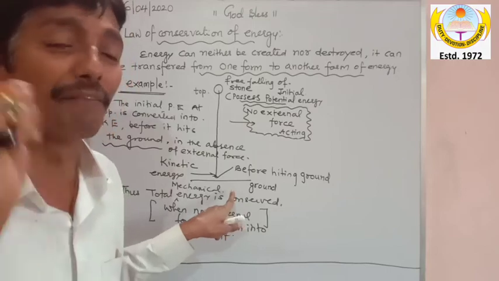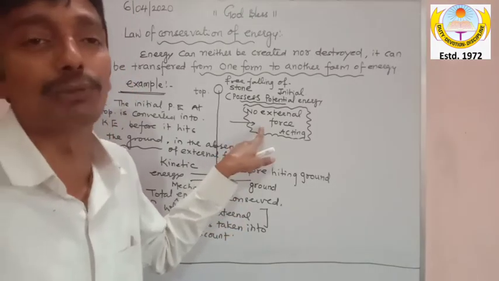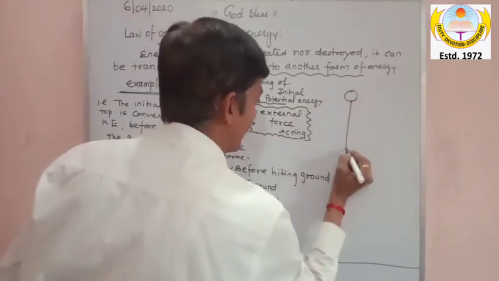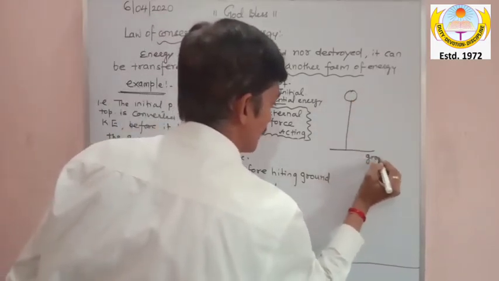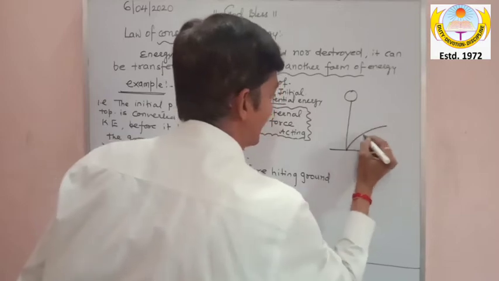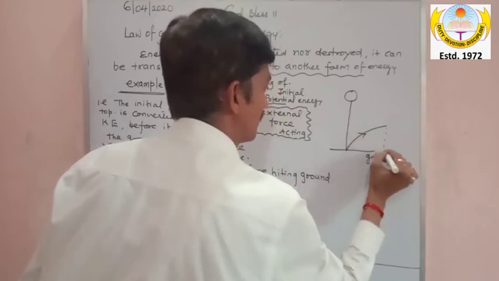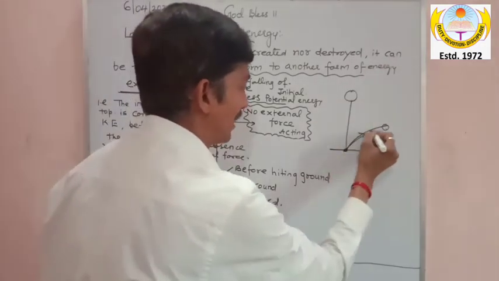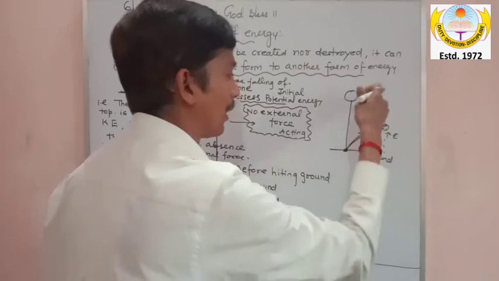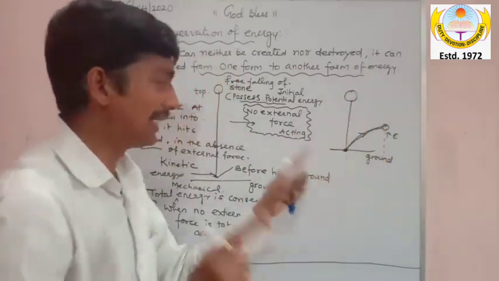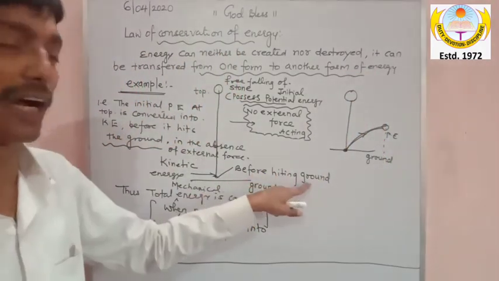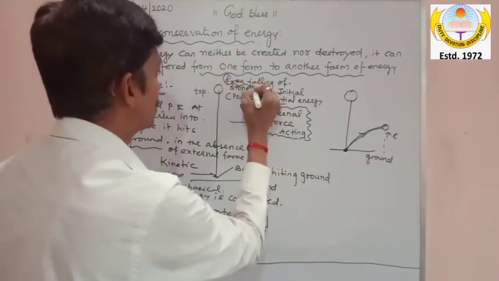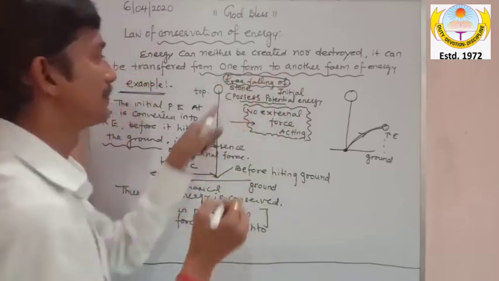Take care. If it hits the ground, then a force will act. And what will happen? Suppose it hits the ground. Then it will again rise to this height. Then again the kinetic energy will change into potential energy. It will keep on doing that. So here, please take care. Before hitting the ground means there is no external force acting. Such a situation is called free falling.